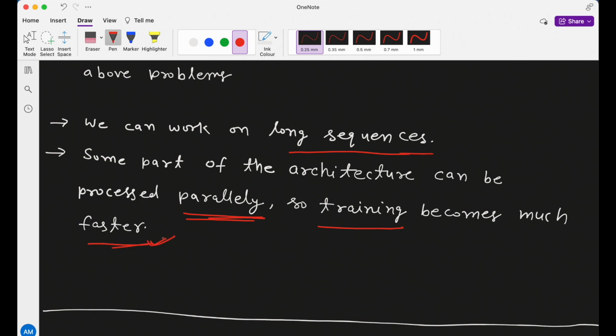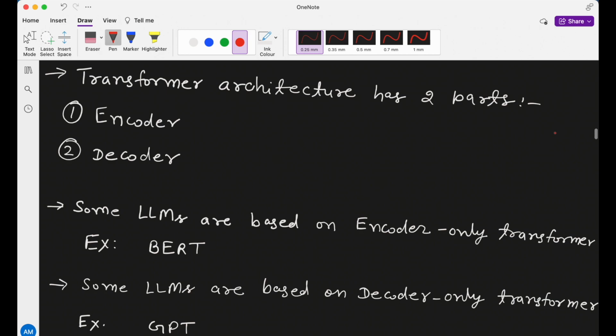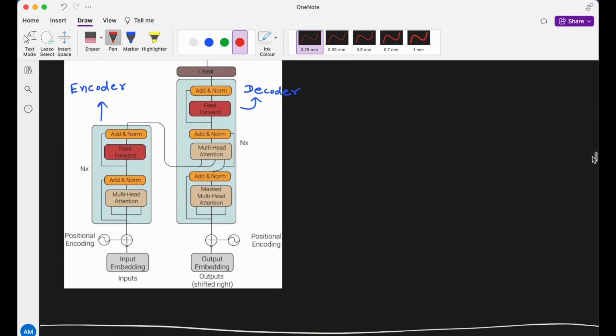So those two problems got resolved when we are using the transformer architecture. Now let's see the different modules of this transformer architecture. First of all, the transformer architecture has two parts. The first one is the encoder, the second one is the decoder. Let me show you the image also. This left part is the encoder part, and this right part is the decoder part.